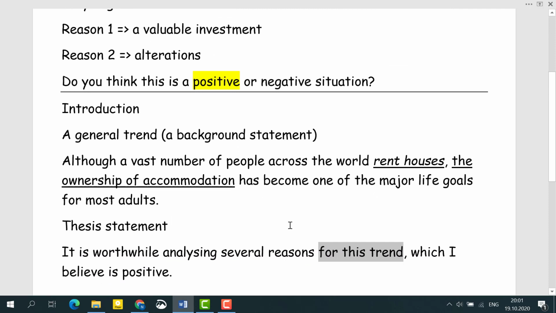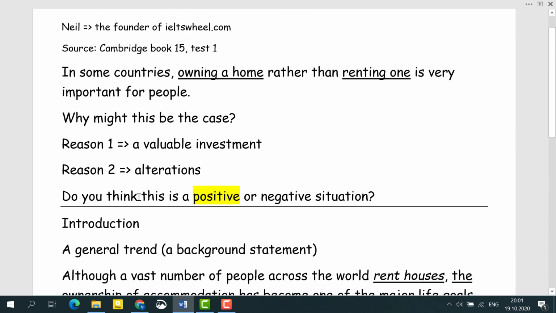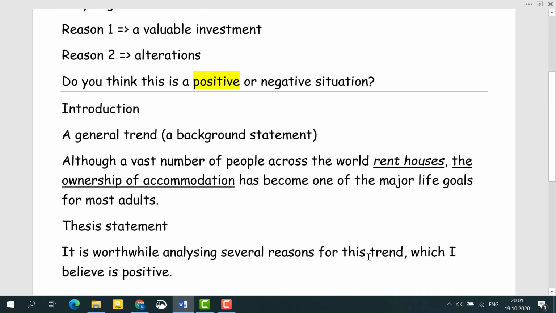Okay, what kind of strategy am I using? I'm using referencing. Referencing means that you are trying to refer back to the statement without repeating it. Okay, so I'm trying to use referencing here, and then which I believe is positive. Why? Because the question is, do you think this is a positive or negative situation? Okay, and here, which I believe is positive.